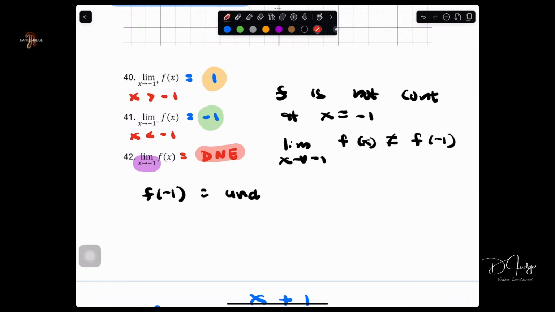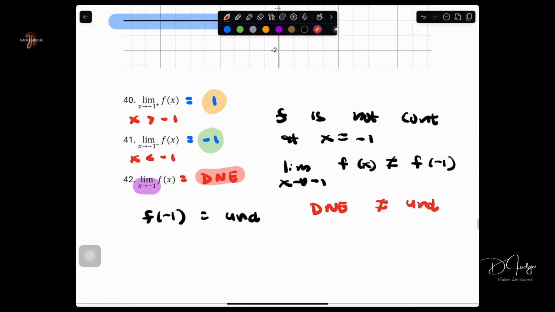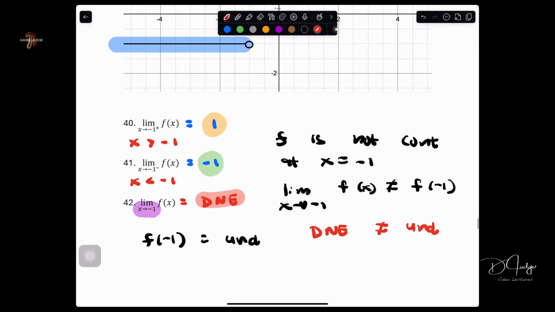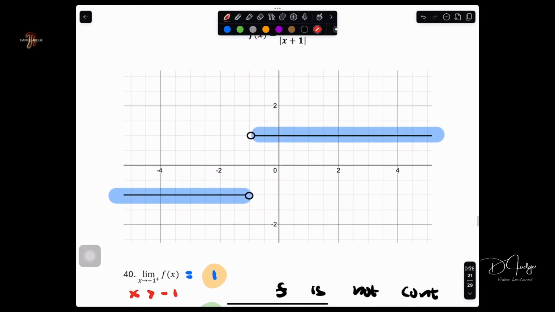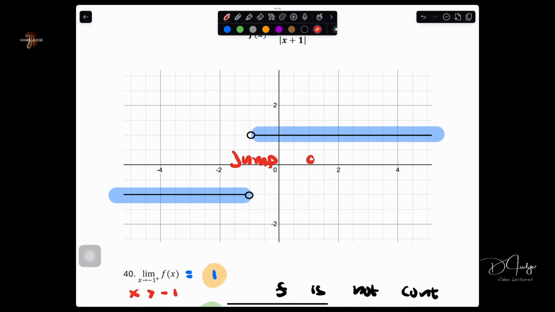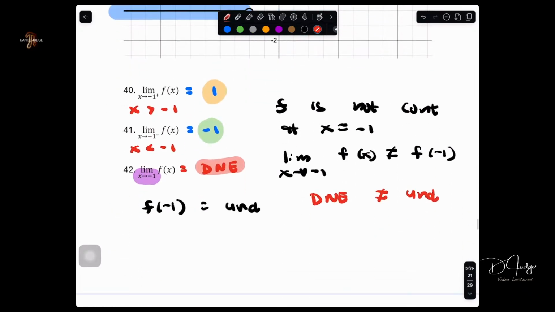So does not exist is not the same as saying undefined. Those are two different things. And you can actually see it in the picture. There's a jump discontinuity. When you sketch that curve, you had to jump around x is -1. There you go.